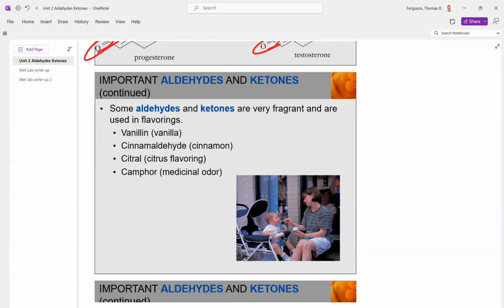So once we get into aldehydes and ketones, because they're volatile, that's what really lends itself to both flavors and fragrances.